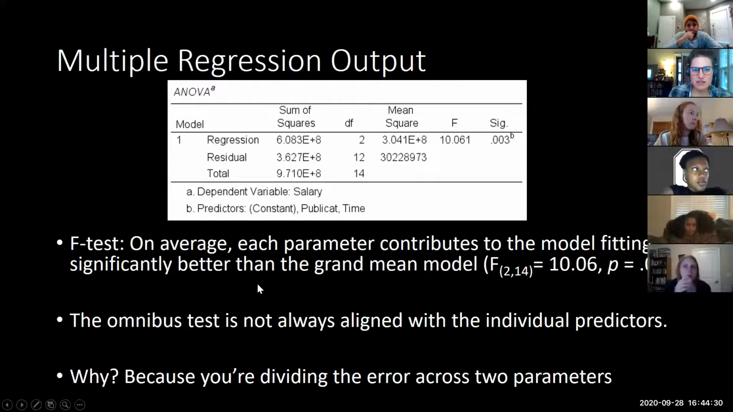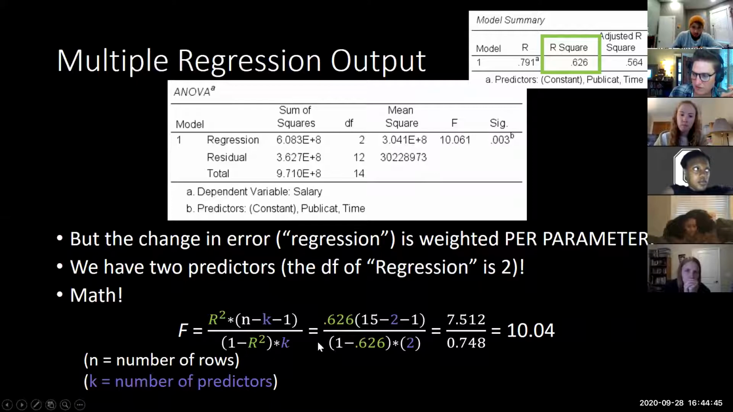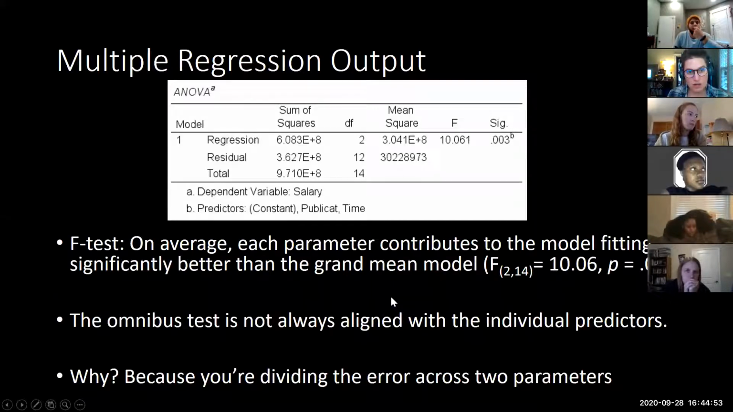So instead of being able to say this model fits better than the grand mean model globally, there's a slightly different interpretation. You would say that on average, each parameter contributes to the model fitting better than the grand mean model. And that comes from having the sort of R squared in the numerator, and then the number of degrees of freedom in the denominator. The model still does fit better than the grand mean model, but sometimes you'll see a non-significant F-test and it can be a little bit confusing. The reason why you would see a non-significant F-test would be something like this: not every variable is necessarily contributing to the better fit of the model, because you're dividing the error across two parameters.